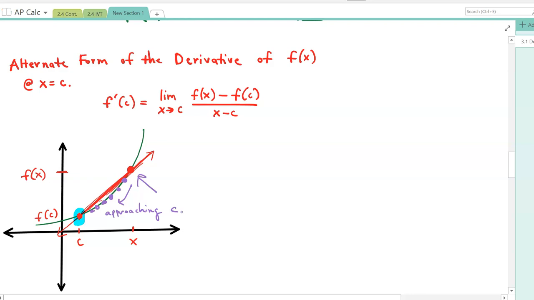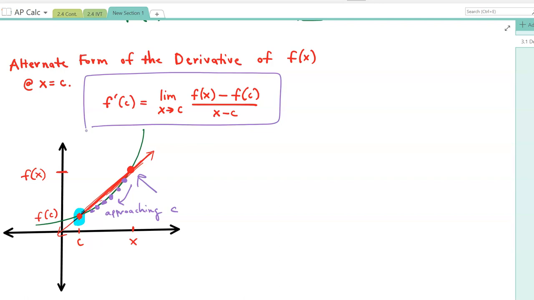And that's this formula right here. We're saying let x approach c. Let that x, the x coordinate on the green graph, approach the c value. And that's just another way of writing the derivative, of finding the derivative at c.